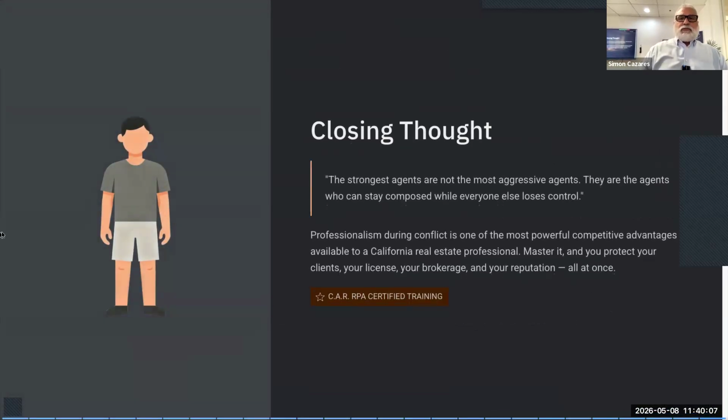And then close out thought. The strongest agents are not the most aggressive agents. They are the agents who can stay composed while everyone else loses control. Professionalism during a conflict is one of the most powerful competitive advantages available to a California real estate professional. Master it, and you protect your clients, your license, your brokerage, and your reputation at all times. And that concludes our class.